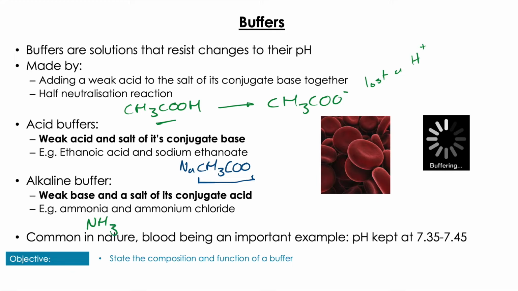An example of an alkaline buffer may be ammonia, and to form its conjugate acid, we would have the ammonium ion. So the ammonium has obviously gained a proton, so we need to find a way that we would add that ammonium to solution. We could use an ammonium salt, such as ammonium chloride. So that has the formula NH4Cl, where you can see that we have the cation there.